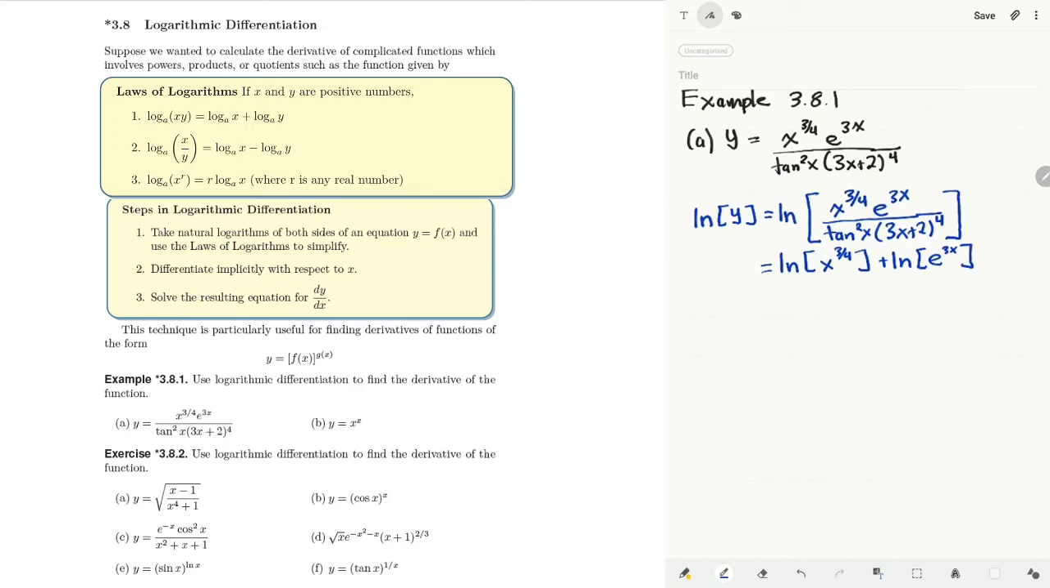Now quotients can be written as the difference of the logs. So since we have tan squared x in the denominator, this becomes minus the logarithm of tan squared x. And we also have the (3x plus 2) to the power of 4 in the denominator. So this will also be minus the ln of (3x plus 2) to the power of 4.